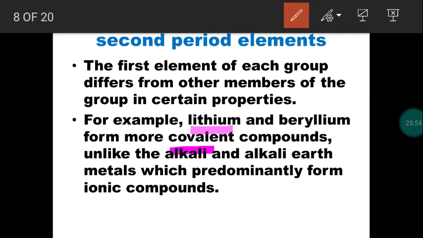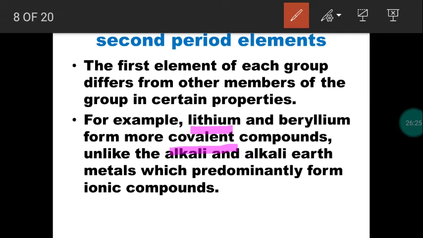So this is anomalous nature, right? Lithium is in group number 1. Like sodium, potassium, rubidium, cesium, francium, lithium should have the tendency of losing the electron. It should become lithium plus, it should form ionic compound. But practically, comparing other members of group 1, lithium forms covalent compound. So this is anomalous nature of first member of second period element.